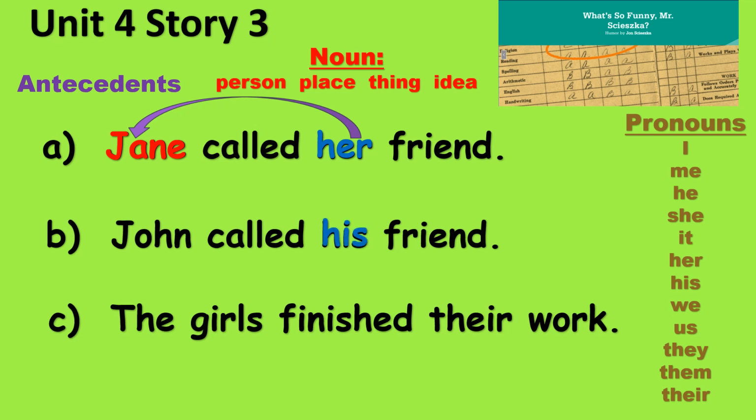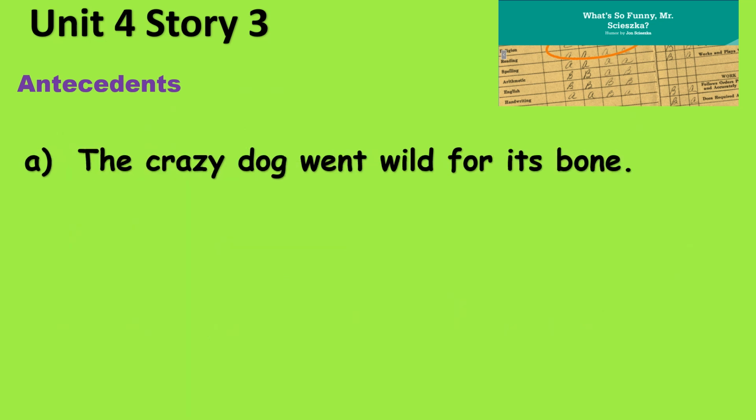It's his friend. His and John are connected together, so John is the antecedent for his. Then we get into "The girls finished their work." So now we have a plural. So their work, there is the pronoun. Well, whose work is it? Well, it's the girls' work, right? So the girls and their work, they go together. So girls is the antecedent. It's a big fancy word for what should be a pretty easy concept.